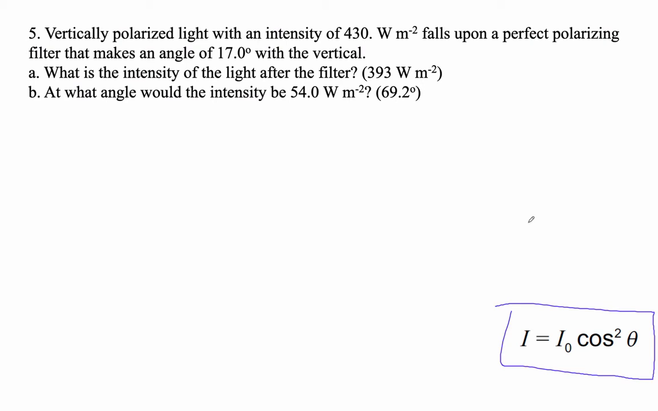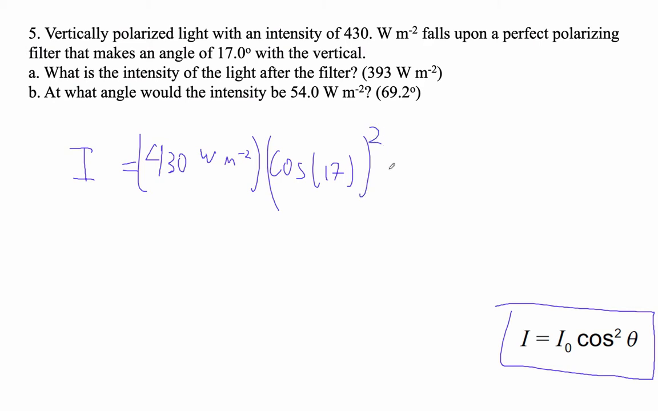The filter's axis makes an angle of 17 degrees with the vertical. Okay, so we're just going to use this equation, right? The transmitted intensity is the original intensity of polarized light, so that's watts per square meter, times the cosine of 17 squared. That's how I prefer to write it. So I'm going to go 430 times cosine of 17.